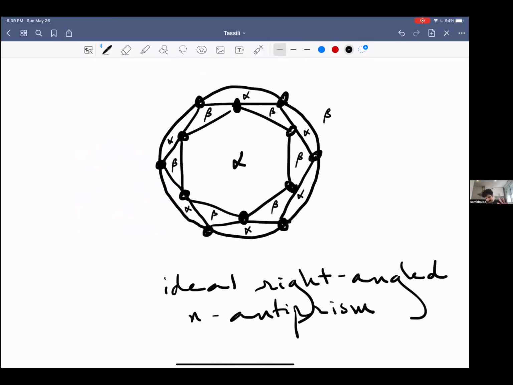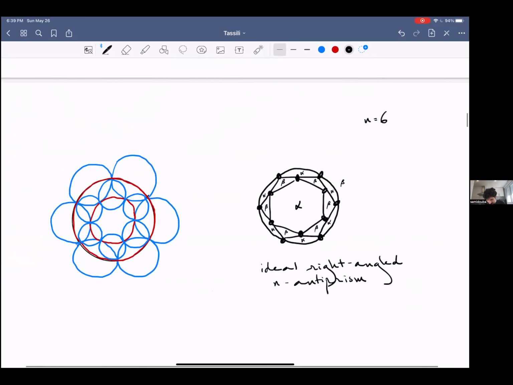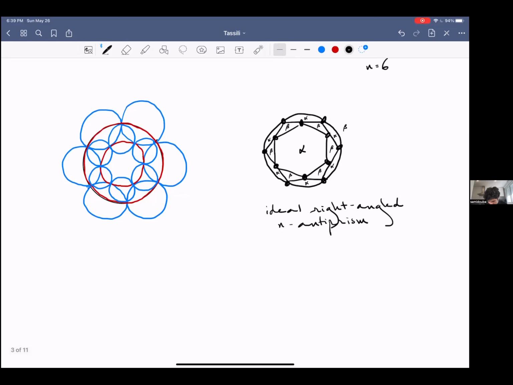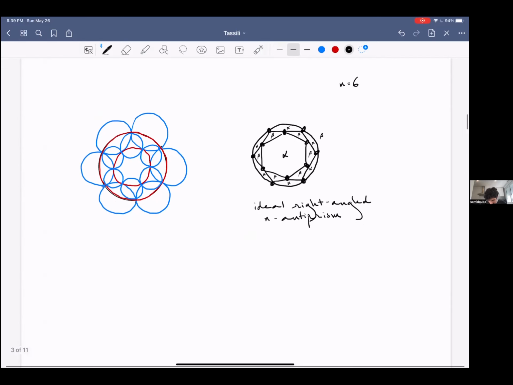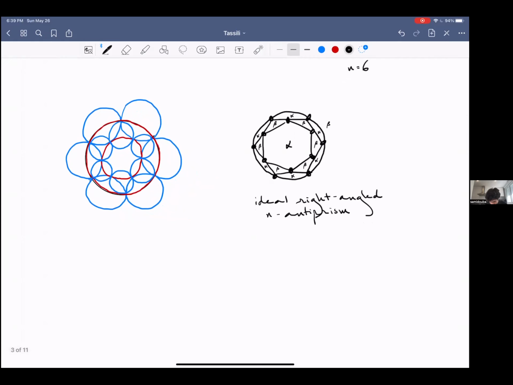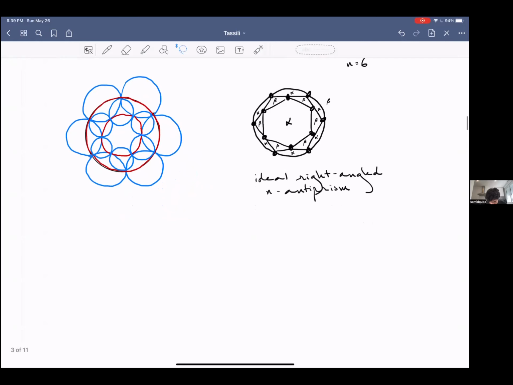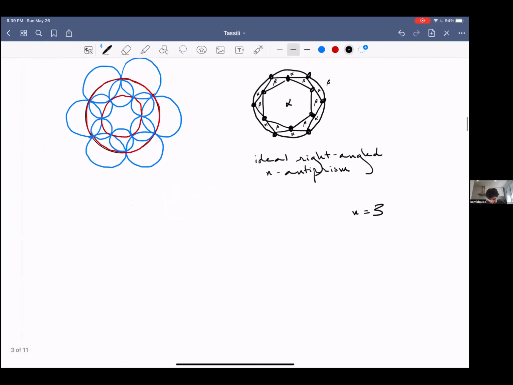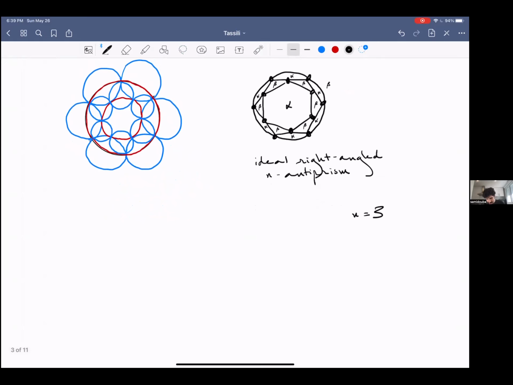And then doubling first along the sides labeled alpha, and then doubling along the sides labeled beta will give you a manifold. And in fact, you can describe this manifold. Well, Thurston described this manifold. Maybe I'll draw a picture for n equal to 3. This picture is too complicated for n equals 6, but when n is equal to 3, this polyhedron is nothing but the ideal right-angled octahedron.